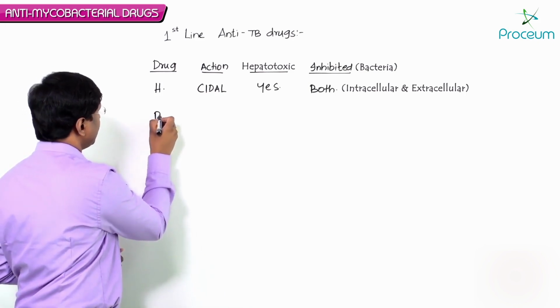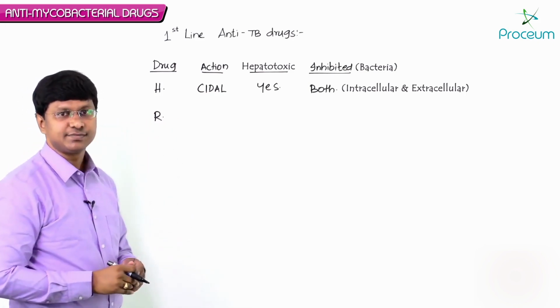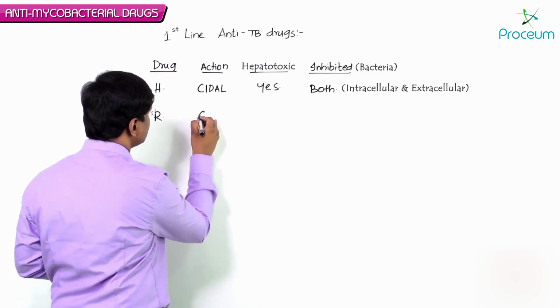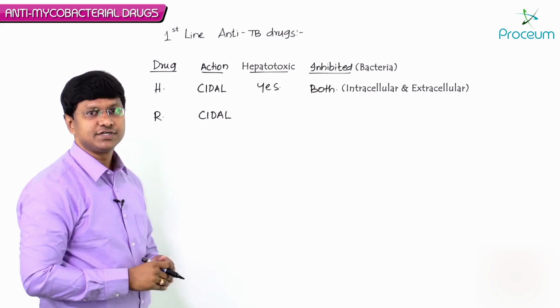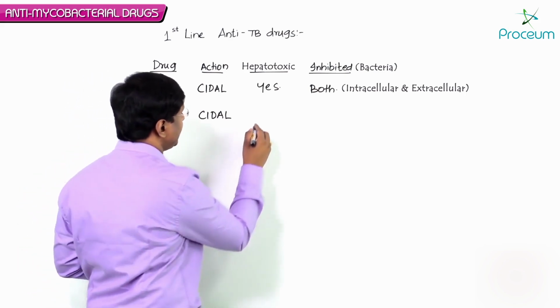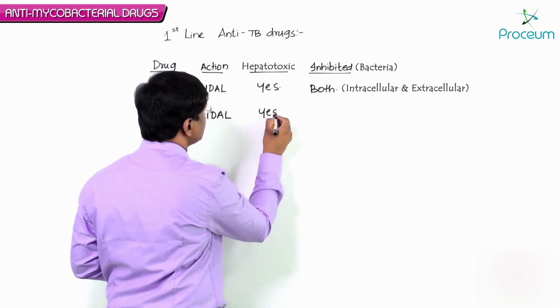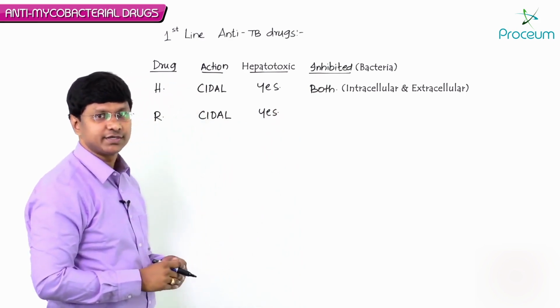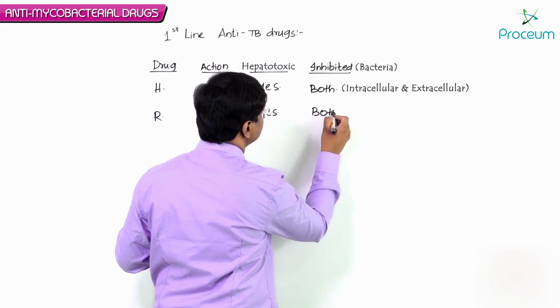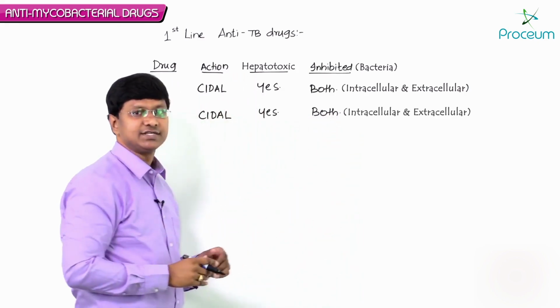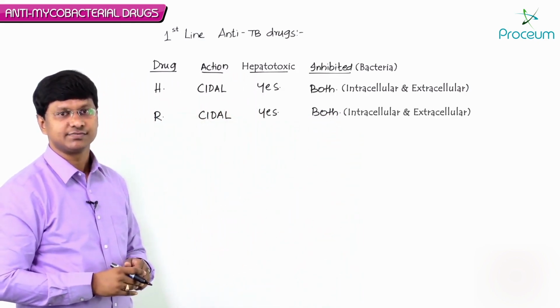Next, another important drug, rifampin. Rifampin is also a cidal agent, and it is also hepatotoxic. The bacteria which are inhibited are both intracellular and extracellular organisms.